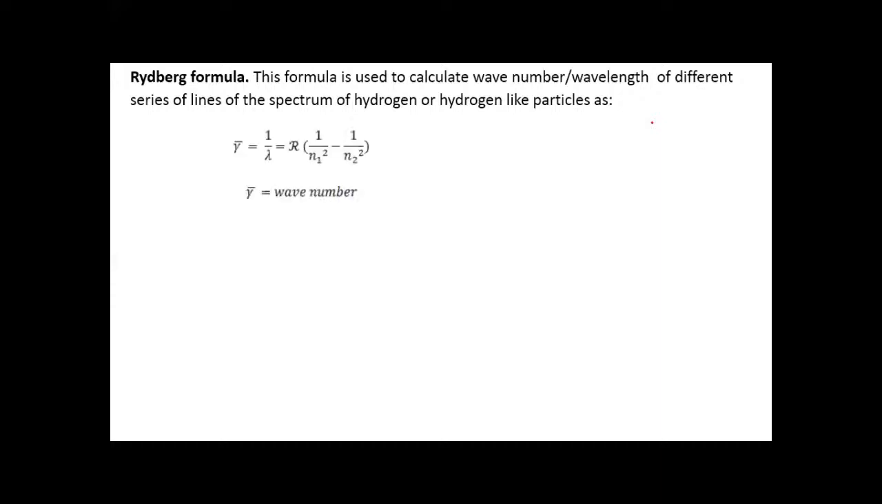What is the formula? The formula is nu bar, the wave number, equal to 1 upon lambda, equal to R multiplied by 1 by n1 square minus 1 by n2 square. Here nu bar is the wave number and lambda is the wavelength. You should remember one thing: n2 should be greater than n1. This is the primary requirement.